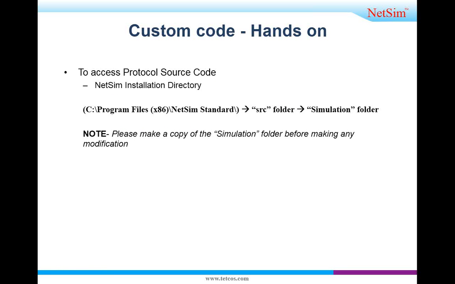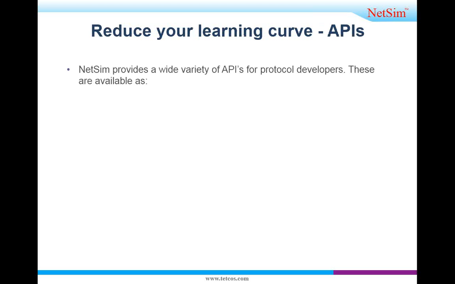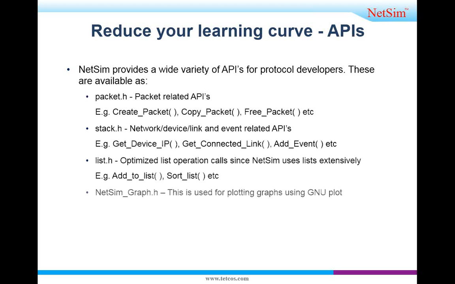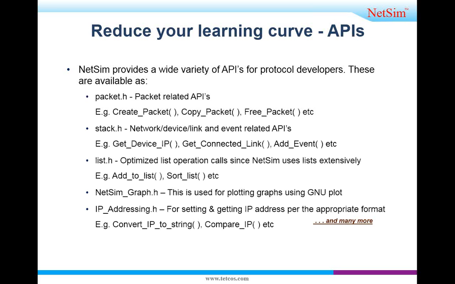The source code is available in the NetSim installation directory, that is C program files and NetSim standard. And NetSim also provides some APIs for protocol developers, which is helpful in protocol development. That is Packet.h, Tag.h, List.h, NetSim_Graph.h, IP_Addressing.h, and these are the APIs which are available for protocol development.